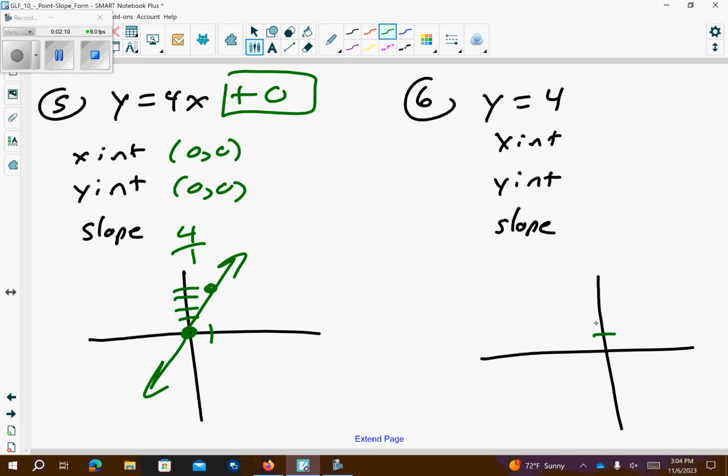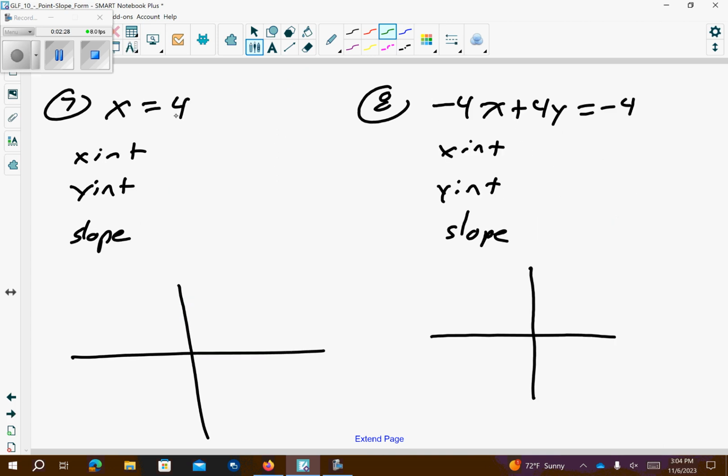This one's one of our special cases. It's y equals, so it's up 4. The x-intercept is none. It won't cross the x-axis. It won't cross this line down here. The y-intercept is going to be (0, 4). The slope of a horizontal line is 0.